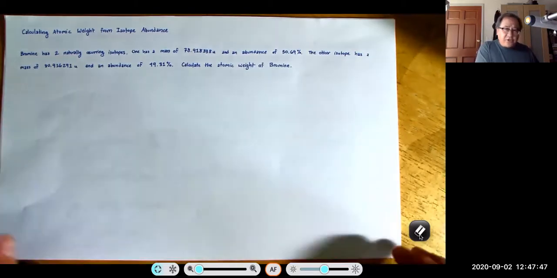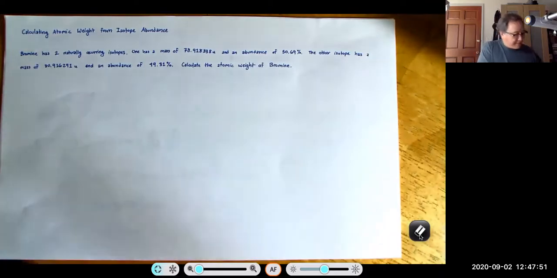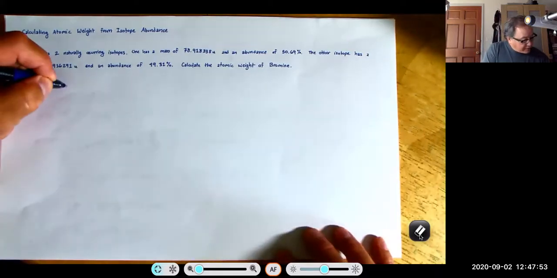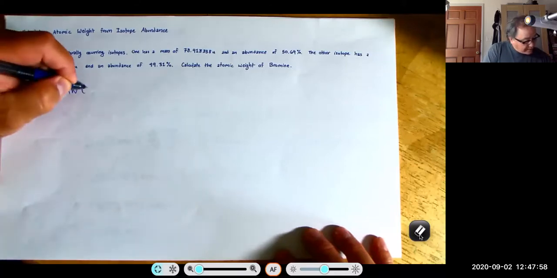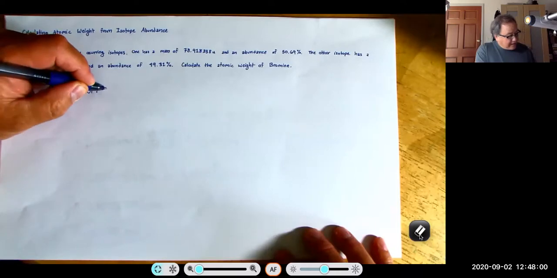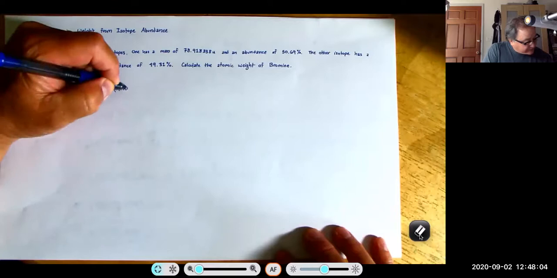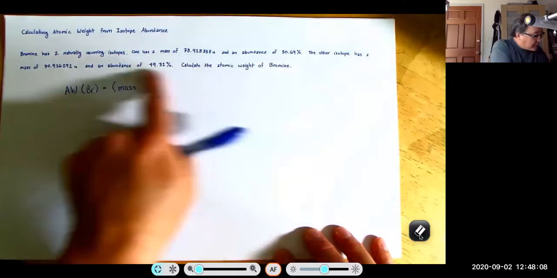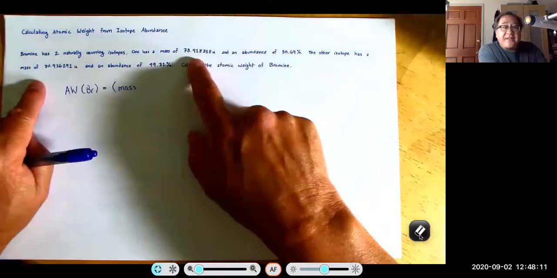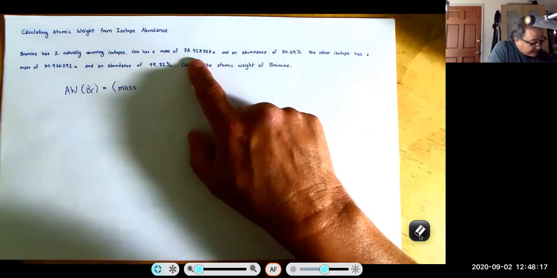So let me show you how to do this very methodically so that it's very easy to follow what's going on. First of all, I'm going to put AW for atomic weight, and then I'm going to put bromine in parentheses here. And then I'm going to put the mass of bromine. So two naturally occurring isotopes. Do you see that this mass is really close to 79? That means that the mass number of the bromine is 79.